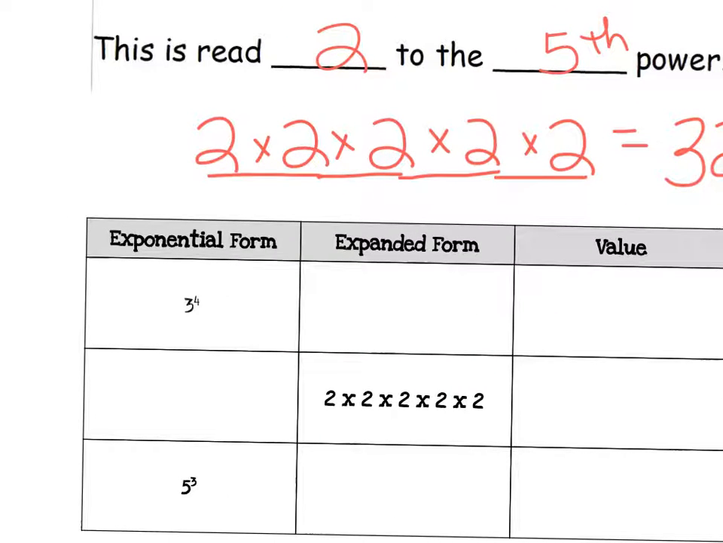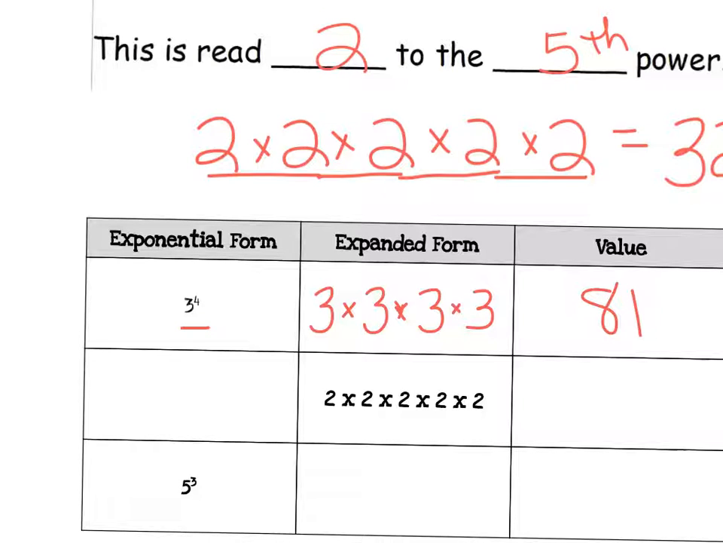Okay, so if our exponential form is 3 to the 4th power, that means I'm taking 3 times 3 times 3 times 3. We're multiplying that number 4 times. And then the value of that, this is where your calculator comes in handy. The value would be 81.